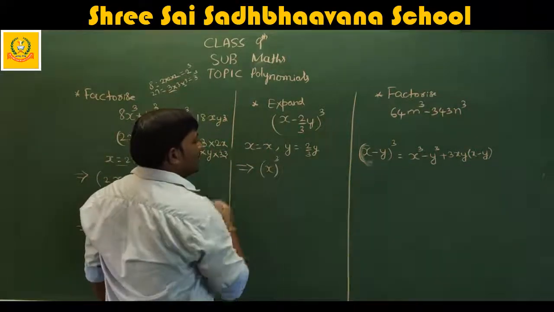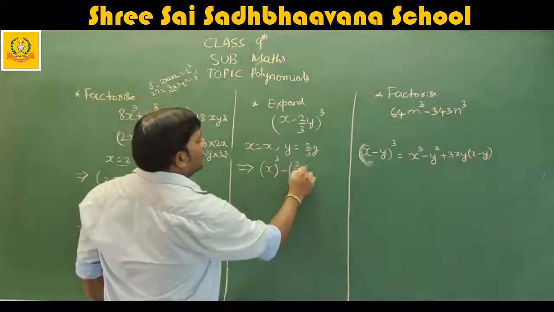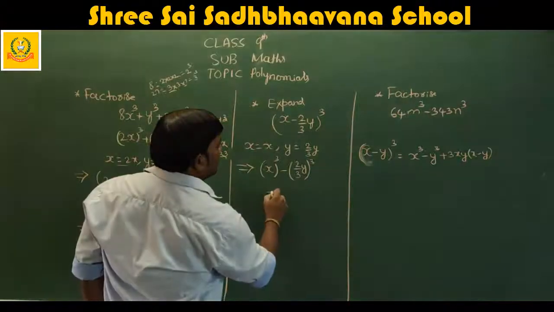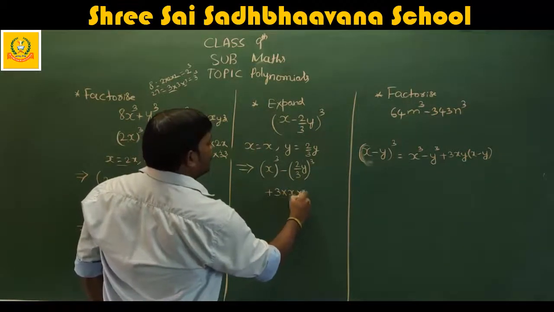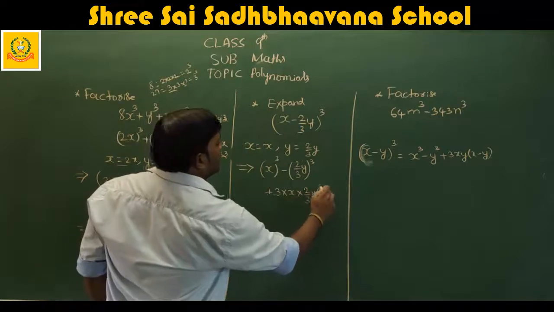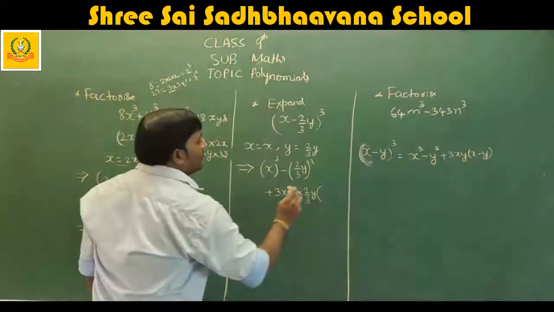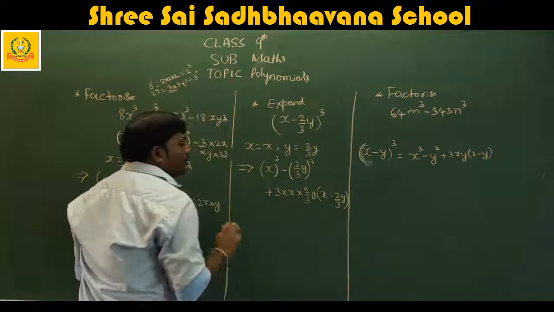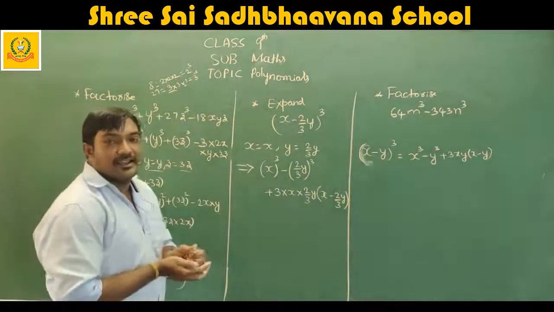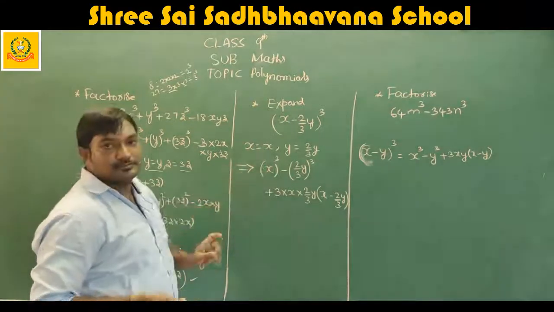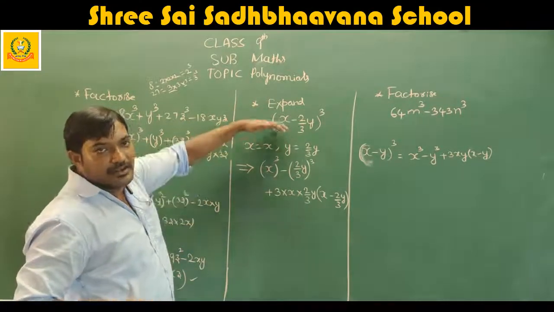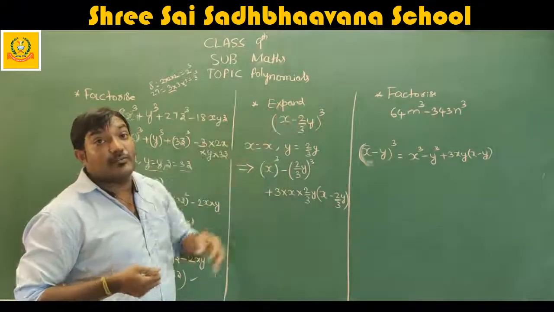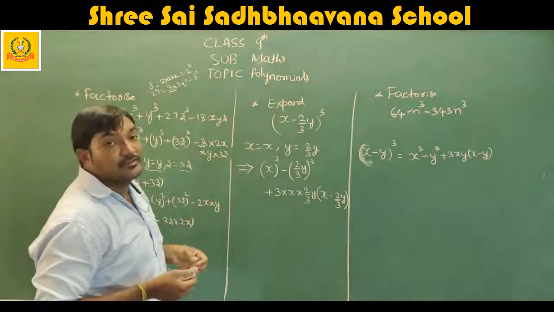So x is x itself, minus y cube, 2 by 3y whole cube, plus 3 into x into y, 2 by 3y into x minus y. So which will give you x minus 2 by 3y. What I did here, just wherever x is there, I substituted x itself. Got it? Wherever y is there, I substituted 2 by 3y, because in the place of y, you have 2 by 3y. So that's taken as 2 by 3y.